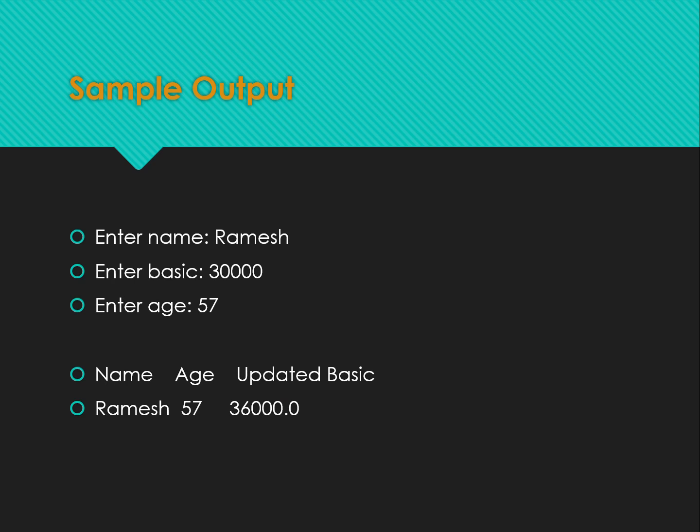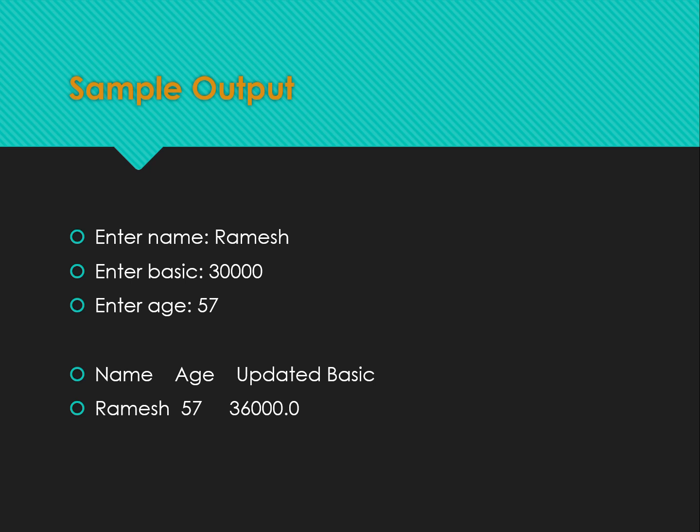Here is an example of how the program works in practice. When the user is prompted, they enter the employee's name, for example, Ramesh. Next, they enter the basic salary, let's say 30,000, and then the employee's age, which is 57 in this case.